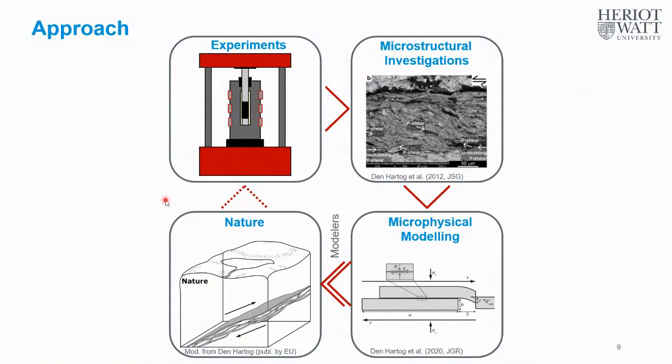To understand fault frictional behavior better, we follow an approach consisting of several steps. Informed by nature, we perform experiments on fault materials, and then after such an experiment, we recover the sample and look at the microstructural characteristics. Based on the observations of those microstructures, we can then define a microphysical model in which we quantify the behavior observed, and that can then be used by modelers to make predictions of how faults in nature could behave. So let's first look at the experiments.